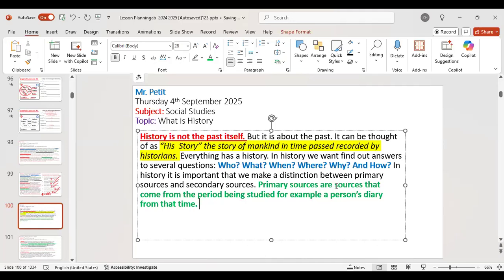Okay. Then you have secondary sources, right? So let me make a comment on primary sources. These sources are more credible.